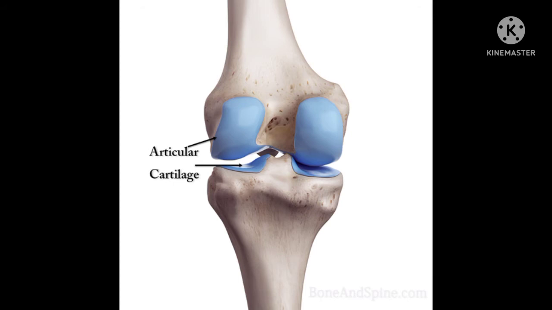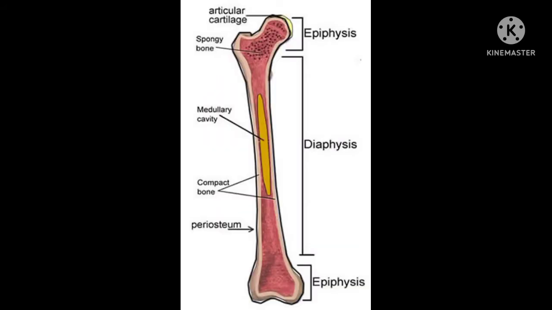Now let me show you the cartilage, the soft, elastic or flexible tissue. They are connective tissue. They are present in between two bones, where the two bones are meeting or joining in the joints.